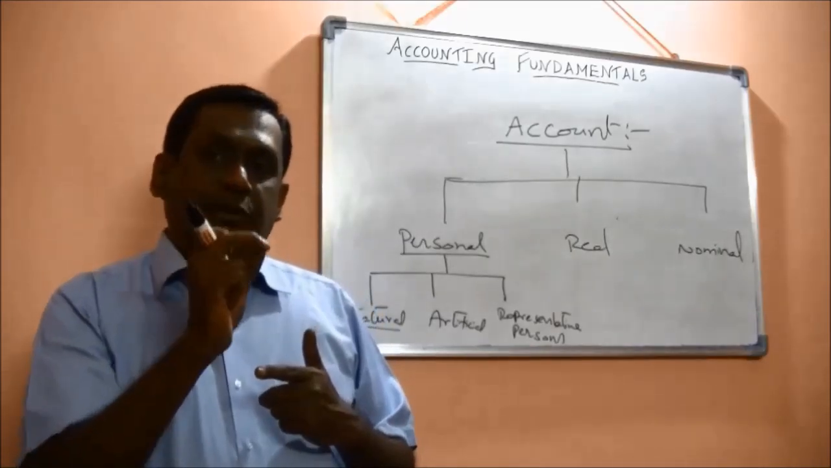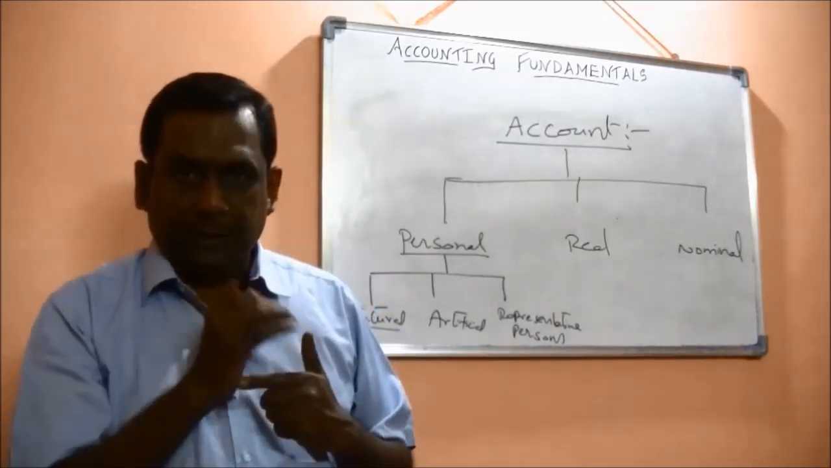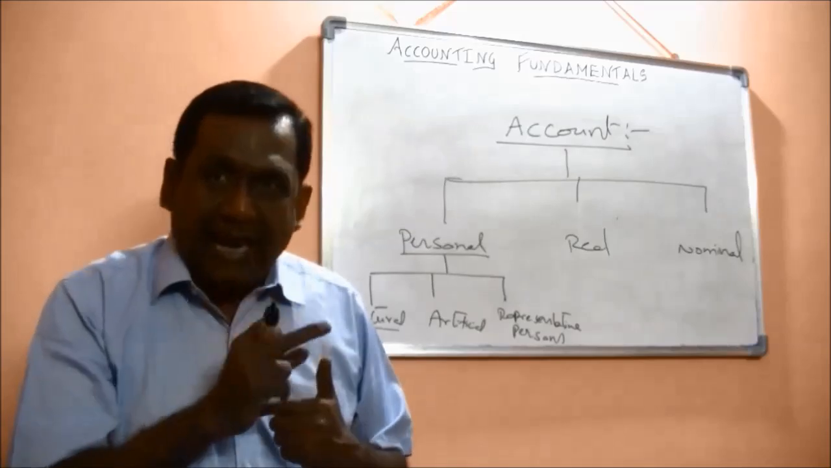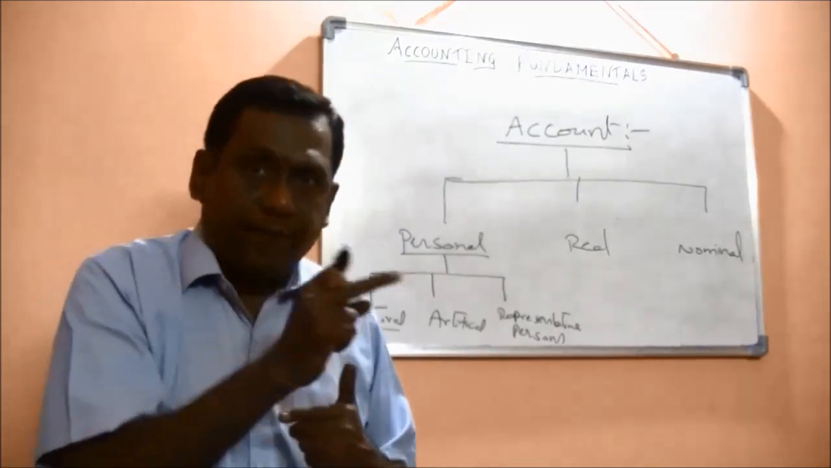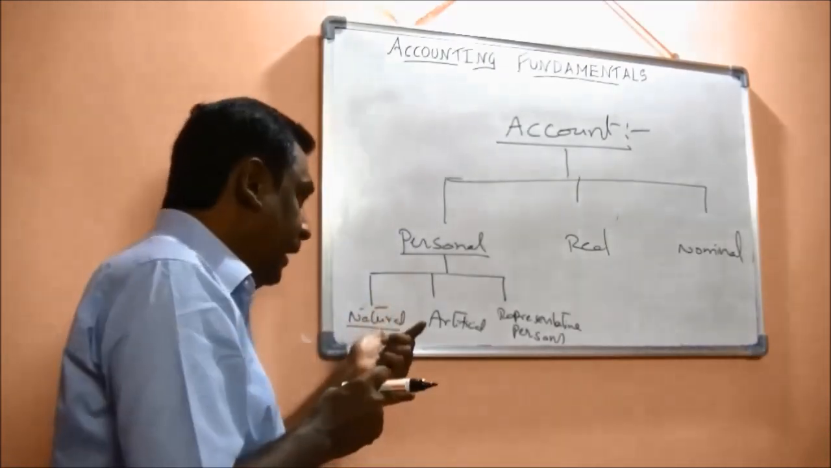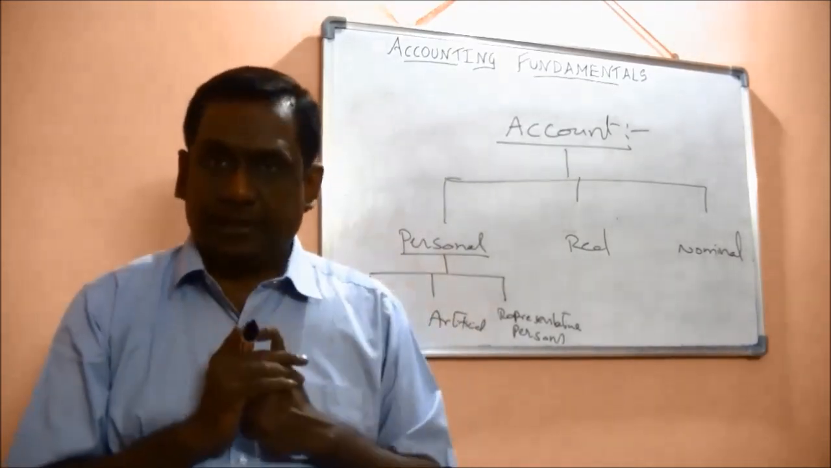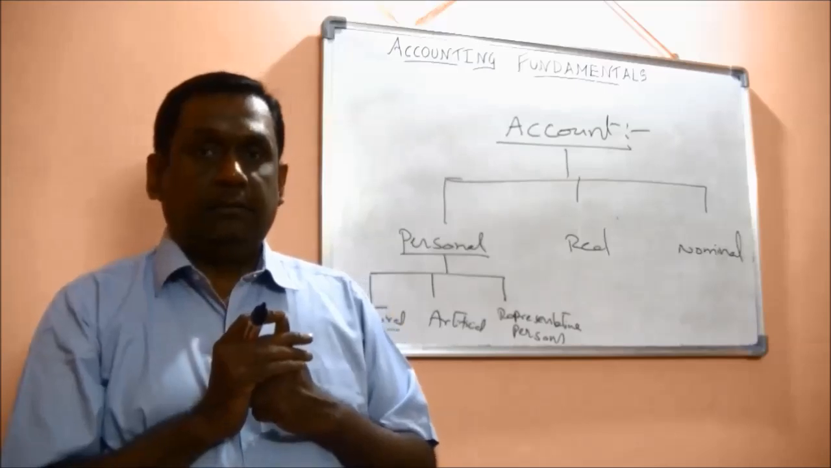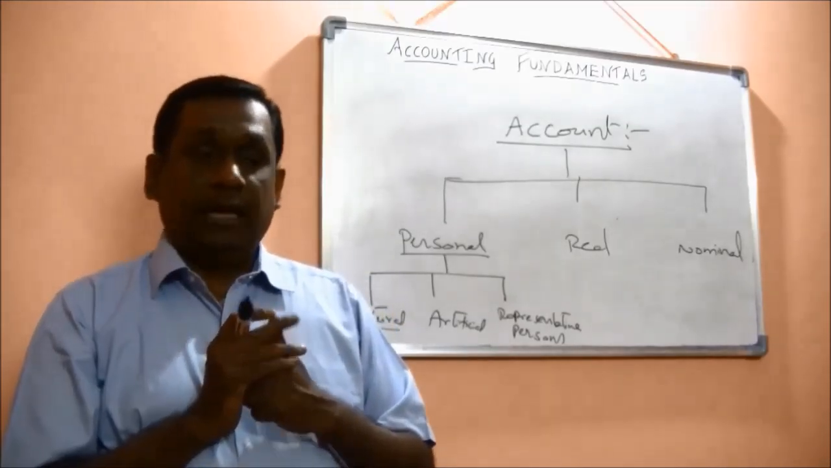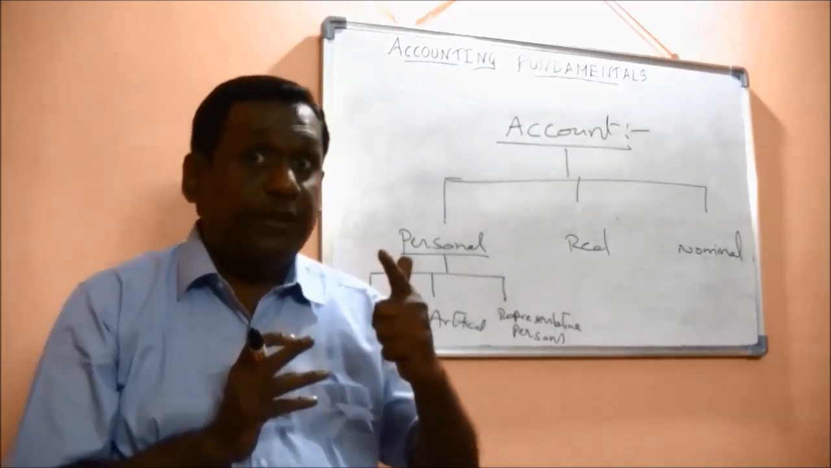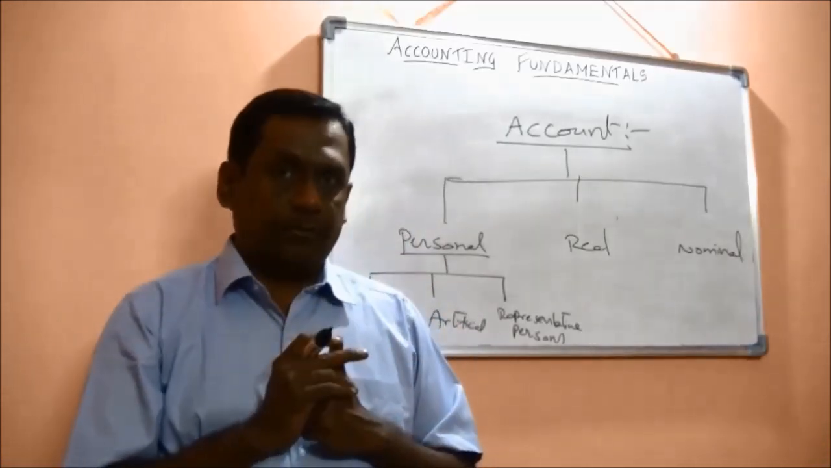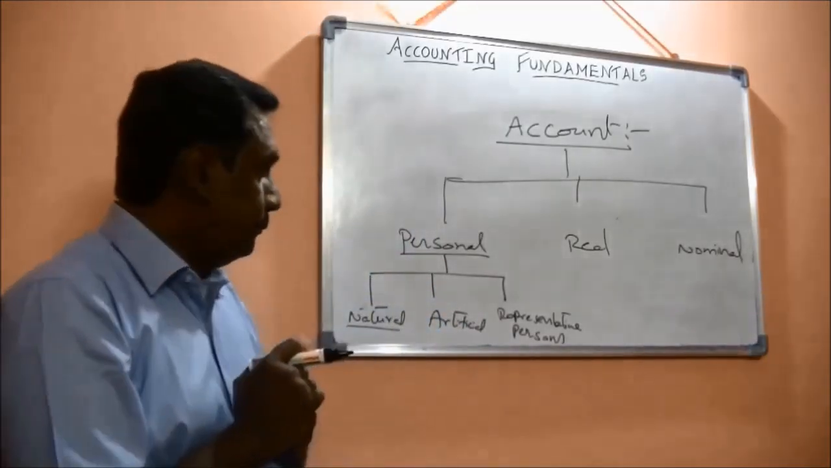Who is a representative person? The person who acts on behalf of a natural person and an artificial person is known as a representative person. Clear? I will explain representative person with an example, then you can understand more.